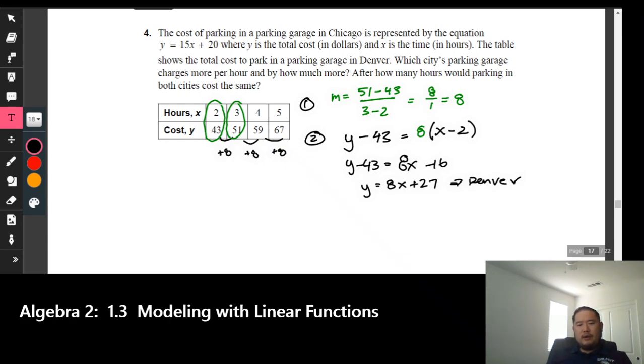So a few things they want to figure out. Which city's parking garage charges more per hour? So let's start off right here. For Chicago, the Windy City, which is their nickname, we have y equals, well, remember, x is representing hours, so we'll plug in 1 for the hour and then solve our equation. So in Chicago, 1 hour, 15 plus 20 is equal to 35. And that's how much it costs to park 1 hour in Chicago.